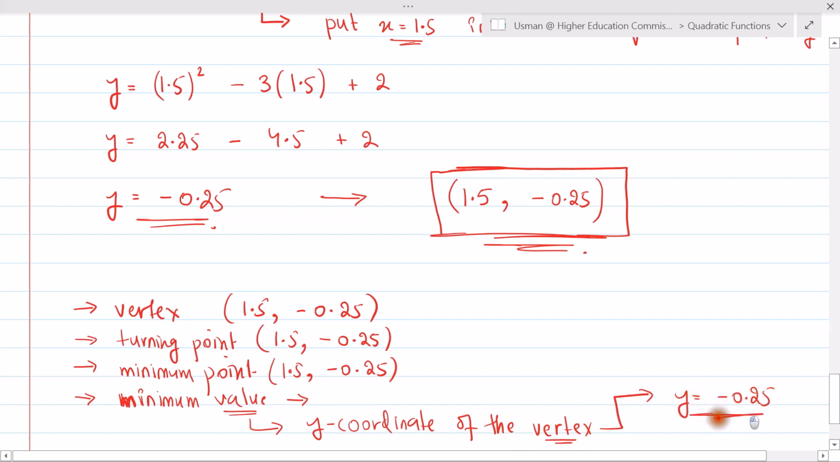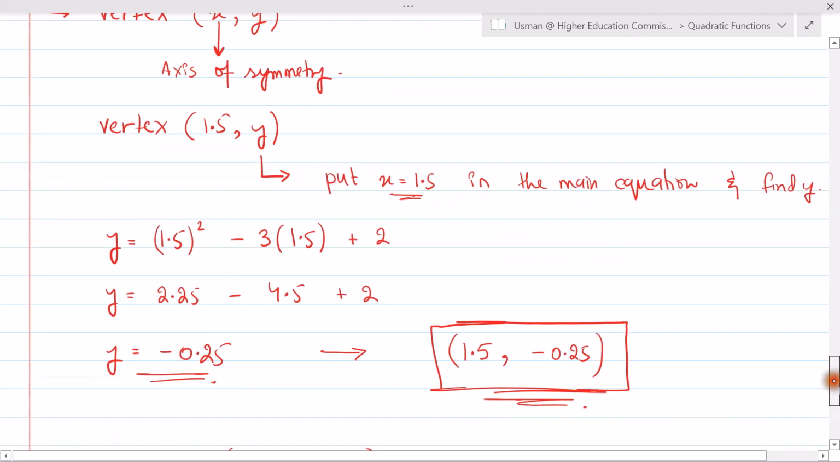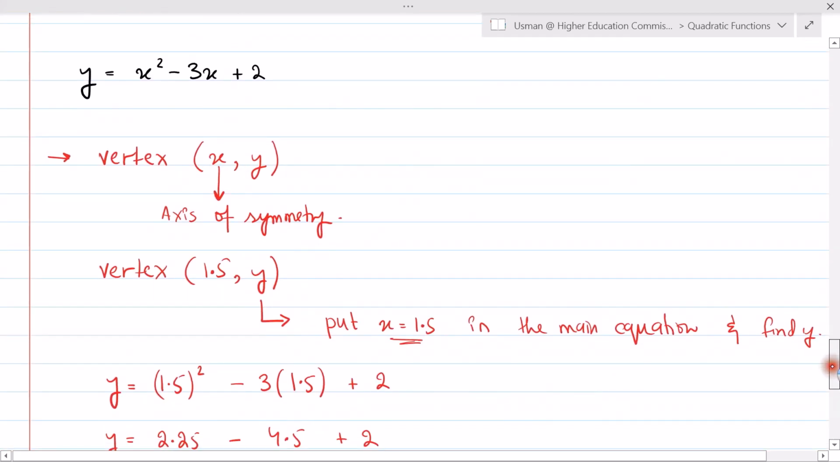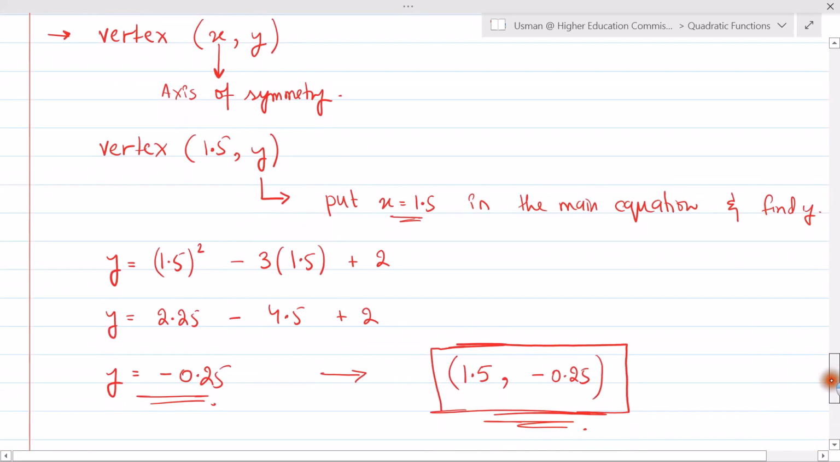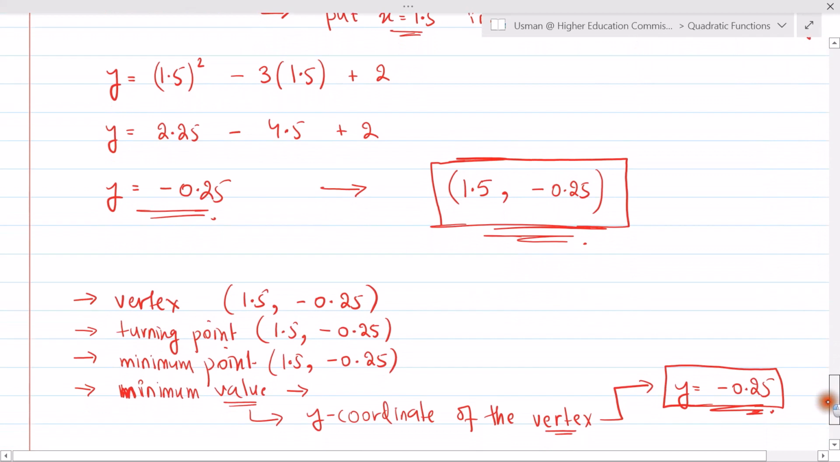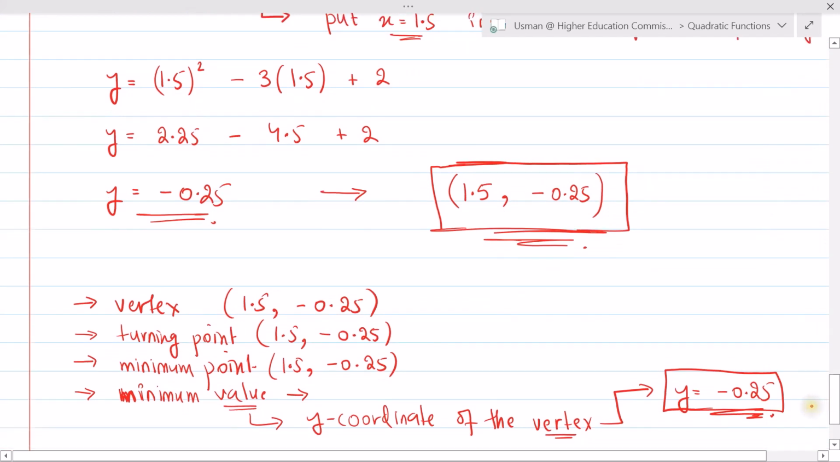So this is the difference between when we say the vertex or the turning point or the minimum point compared to the minimum value. And this also works if we have a maximum curve, which is also called an inverted U curve or a sad face. But our question in contention was y equals x squared minus 3x plus 2, for which we know that it is going to be a U-shaped curve which is going to have a minimum point and hence a minimum value.